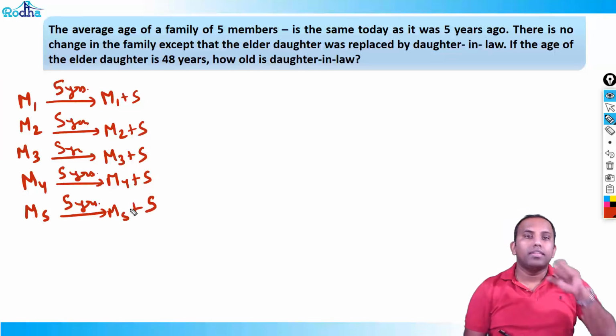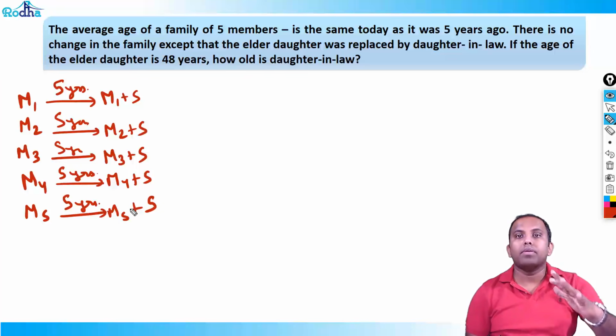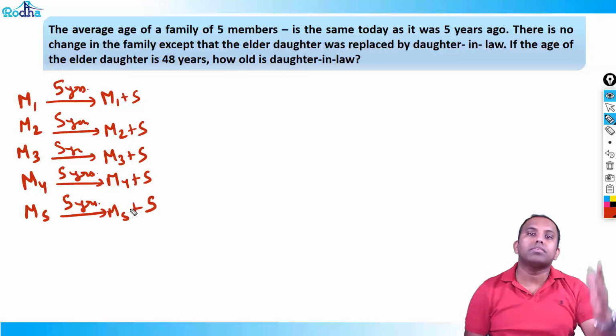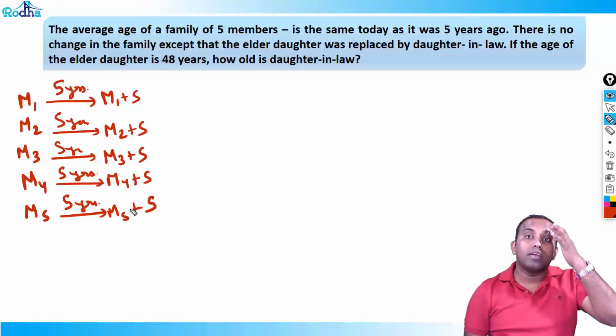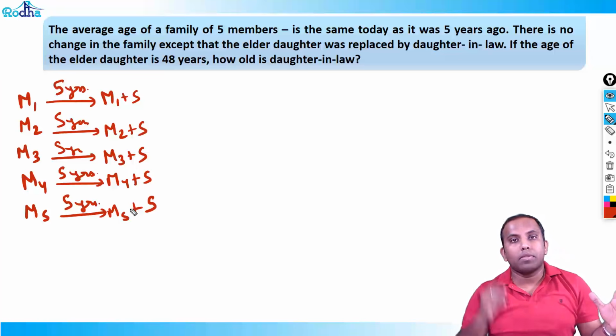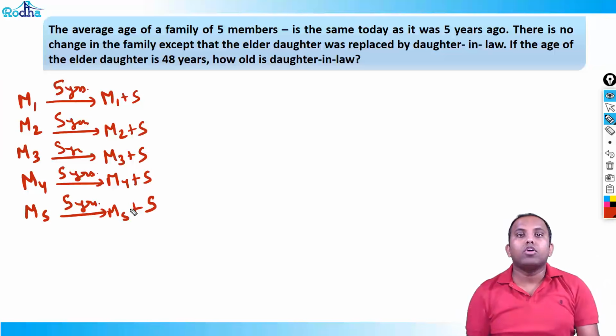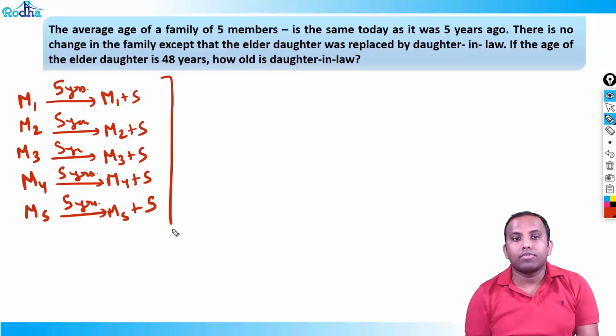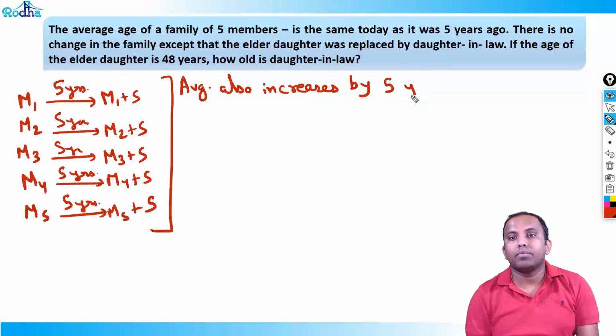Directly we can think that the average age of a family of 5 members is the same today as it was 5 years ago. That means in 5 years, normally all the people will grow by 5 years, so the average also increases by 5 years.